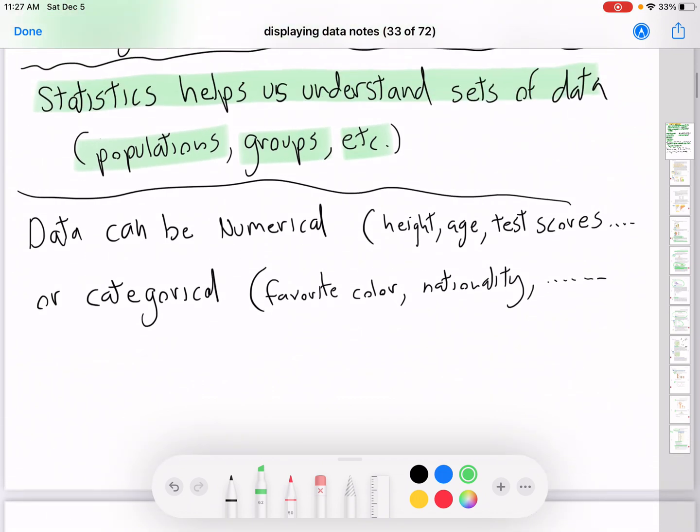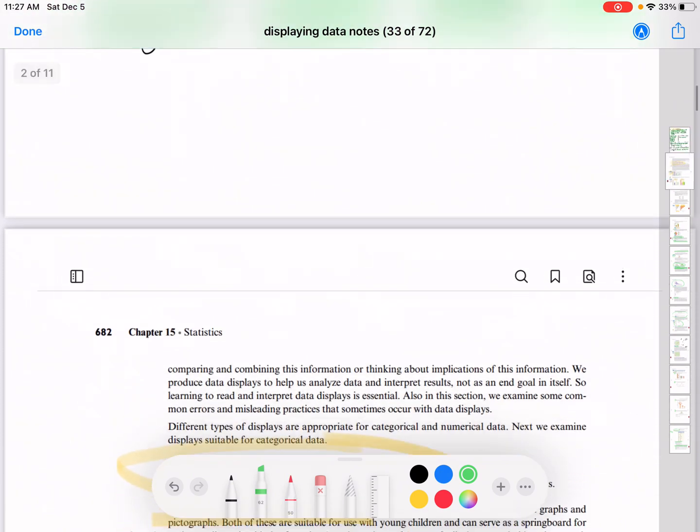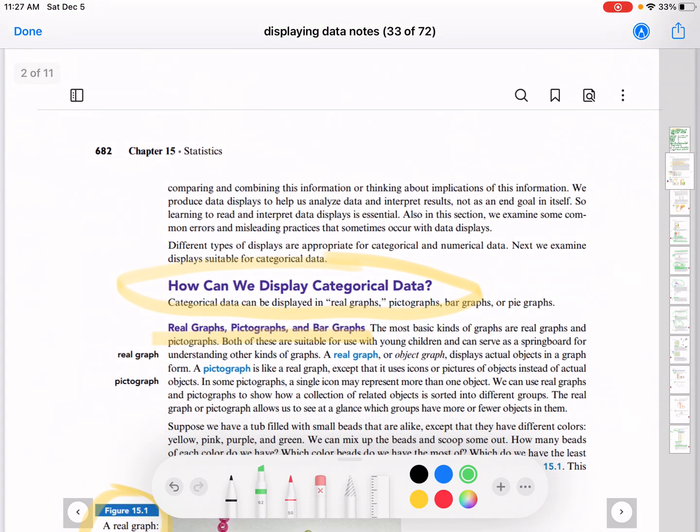So data, the data that we collect and we look at and we analyze, it can be numerical. So somebody's height, somebody's age, somebody's test score, etc. Or data can be categorical. What's your favorite color? What's your nationality? Anything which has a grouping answer instead of a numerical answer. And so we're going to start by looking at categorical data, the common ways that categorical data can be displayed. It can be real graphs, pictographs, bar graphs, or pie graphs.